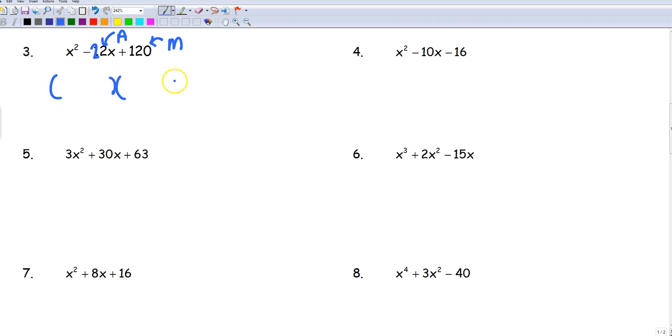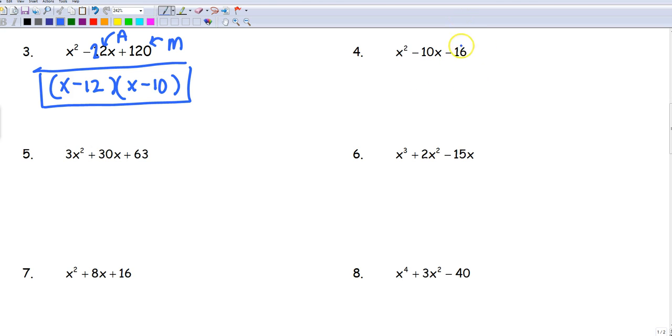Basically, you are doing reverse FOIL, which is why this section is called reverse FOIL. So you're going back to the original multiplication problem. The numbers that multiply to 120 and add to negative 22 are a negative 12 and a negative 10. The order that you put these in your parentheses does not matter, but it does need to be in this form. This is factored form.